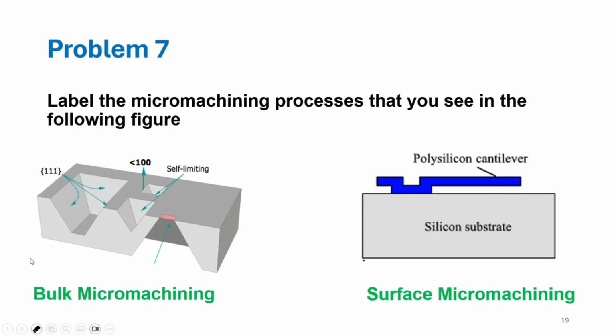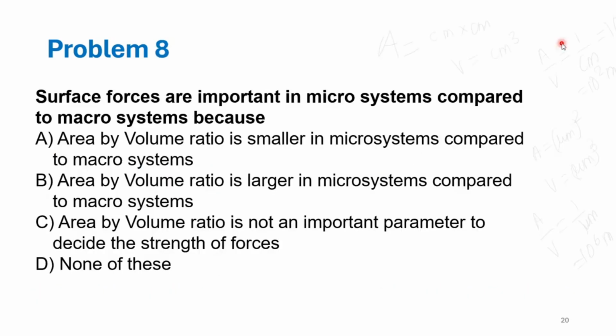Here we do not do anything to the substrate, but we will deposit a film and we'll pattern the film. So this is called surface micro machining. Means we are just doing the micro machining on the surface. Okay. So any doubts? Okay, so we move on to the next question.